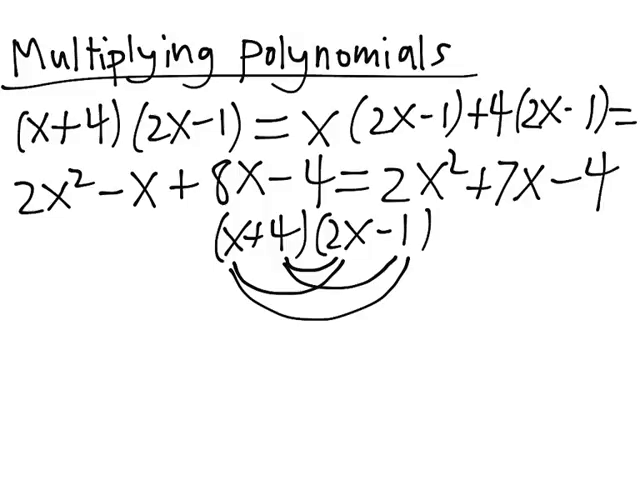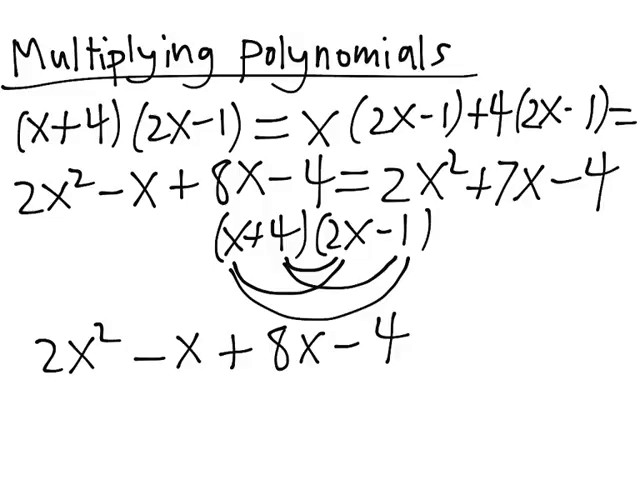The first terms will give us x times 2x, which is 2x squared. The outer terms will be minus x, since we're multiplying x by minus 1. The inner terms will be plus 8x. And then finally, the last terms will give us minus 4. This trick can be used to easily multiply any two binomials.